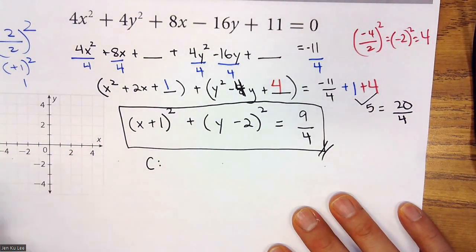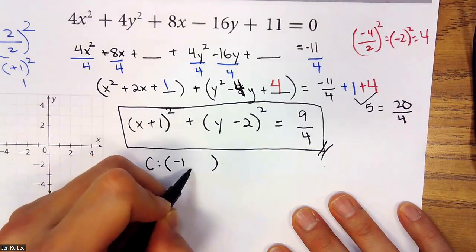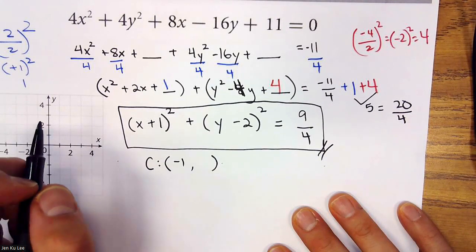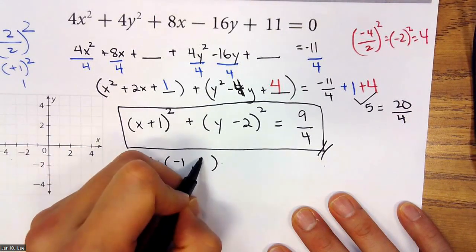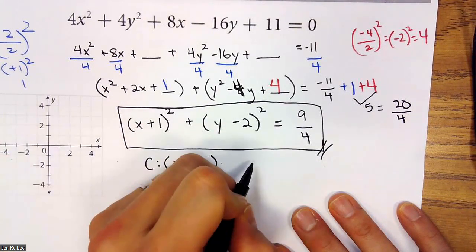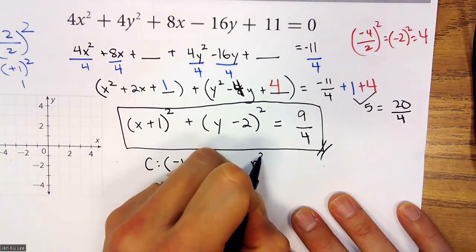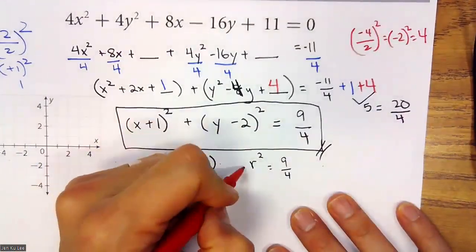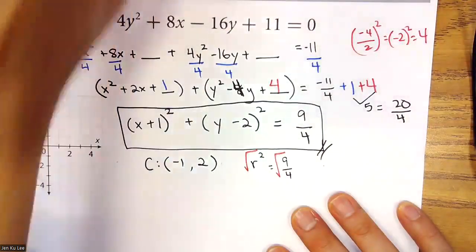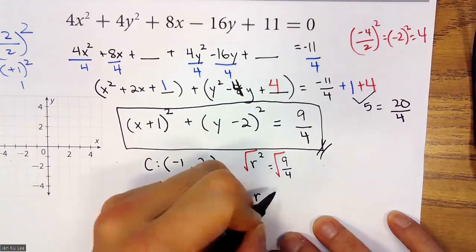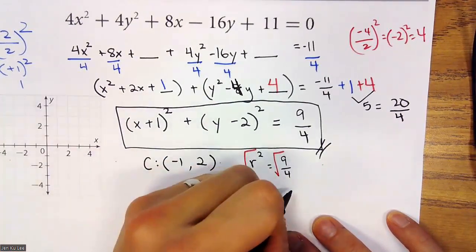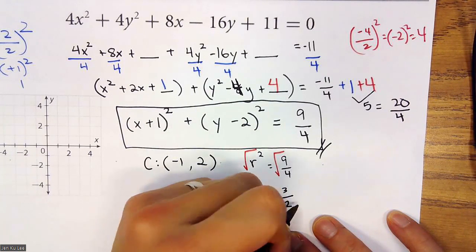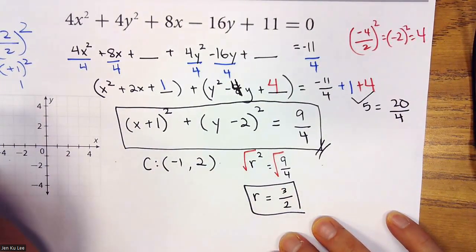What's the center? Because we're going to have to graph it. Negative 1, comma, nope, 2, right? r squared equals 9 over 4, right? When we square root this one, I know I'm going to only take the positive version. What's the square root of 9? 3. What's the square root of 4? 2. So it's 3 halves. So that's like 1.5. That is 1.5.